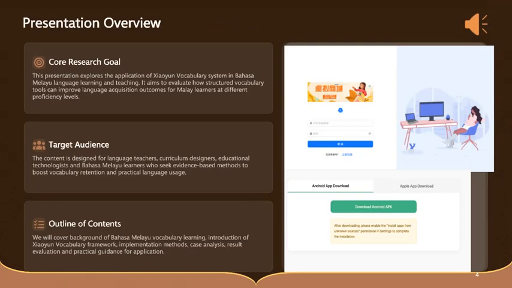The target audience is precisely defined to cover all core stakeholders in the language education ecosystem. First, frontline Malay language teachers who work directly with learners. Second, curriculum designers responsible for building course frameworks. Third, EdTech practitioners developing language learning products. And finally, the largest group, Malay learners themselves, especially those tired of rote memorization, seeking evidence-based efficient learning methods, and eager to improve long-term vocabulary retention and practical communicative competence.